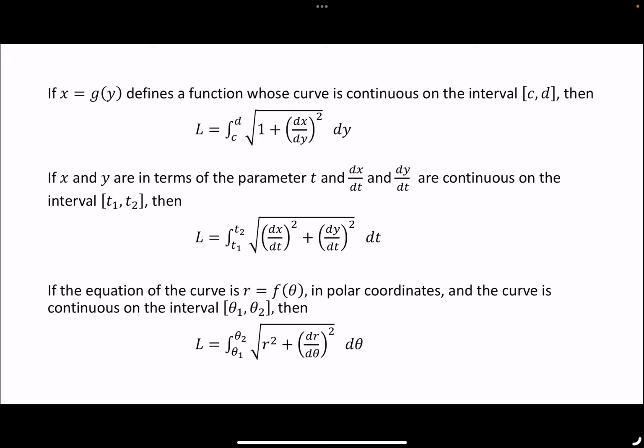If the equation of the curve is r equal to f of theta in polar coordinates, and the curve is continuous on the interval from theta 1 to theta 2, then the length is the integral of the square root of r squared plus dr over d theta squared from theta 1 to theta 2.